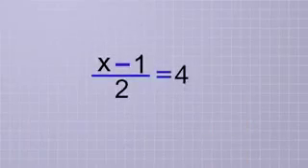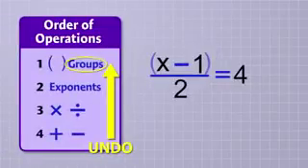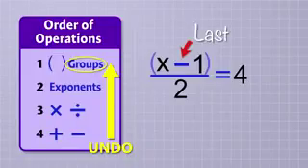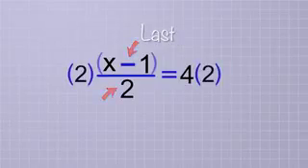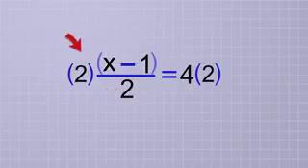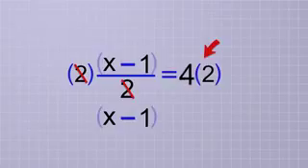Getting back to our new problem, now that we know that the x minus 1 on the top of the fraction line is an implied group, as we learned in our last example, we're going to wait and undo the operation inside that group last. So the first step is to undo the divided by 2 by multiplying both sides of the equation by 2. On the first side, the 2 on the top and the 2 on the bottom will cancel out, leaving just our implied group x minus 1 on that side. And on the other side, we have 4 times 2, which is 8.